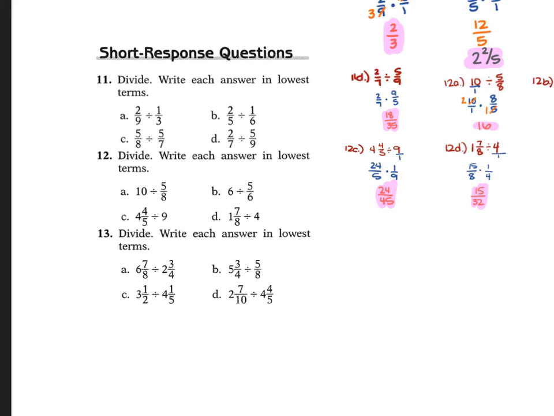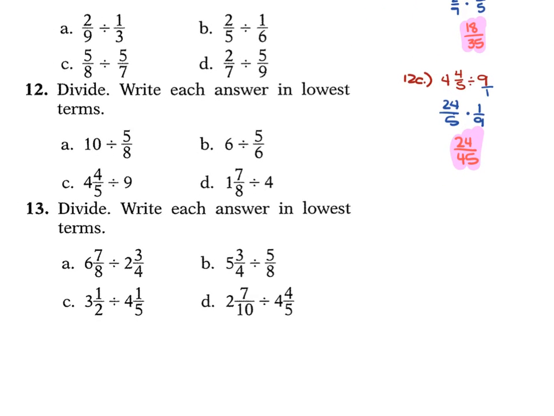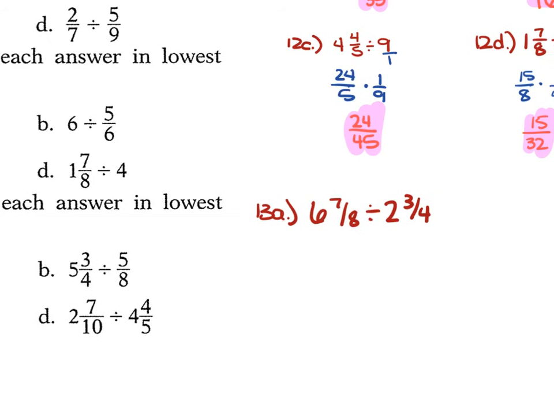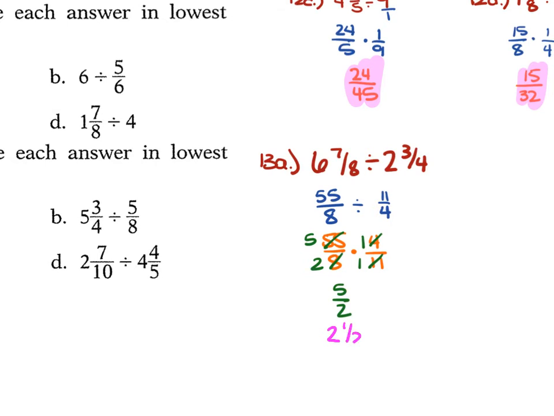For 13A, we have 6 and 7 eighths divided by 2 and 3 fourths. I'm going to start this one by turning these into improper fractions. So this is going to be 6 times 8, which is 48, plus 7 gives us 55 over 8. And then the 2 and 3 fourths, 2 times 4 is 8, plus 3 is 11 over 4. We're going to keep, change, flip. So this is going to be 55 over 8 times 4 over 11. The 55 and the 11 will become 5 and 1. The 8 and the 4 become 2 and 1. So this is just 5 over 2, which is 2 and 1 half.